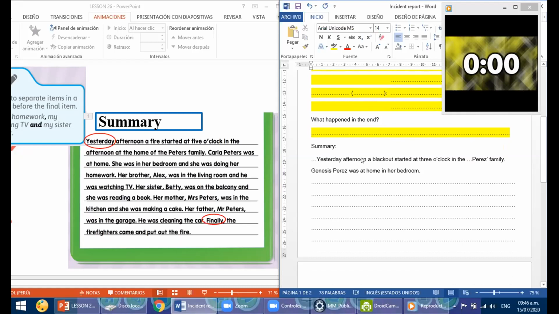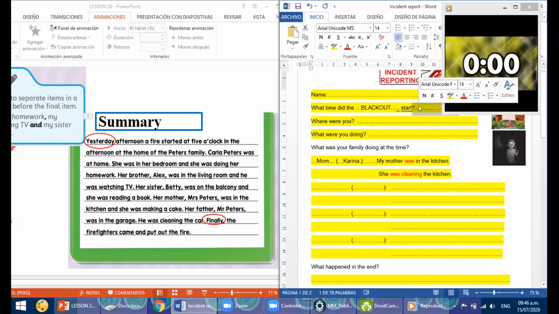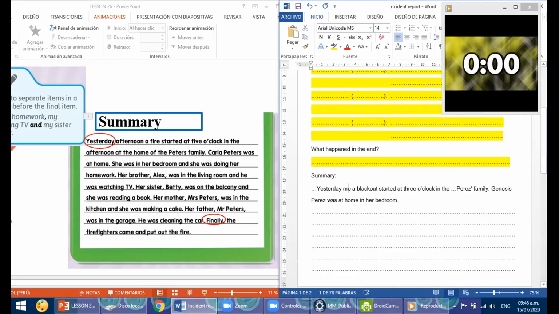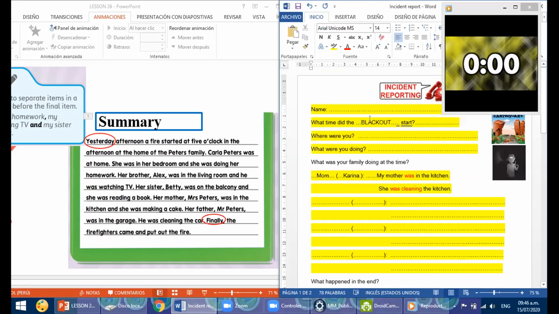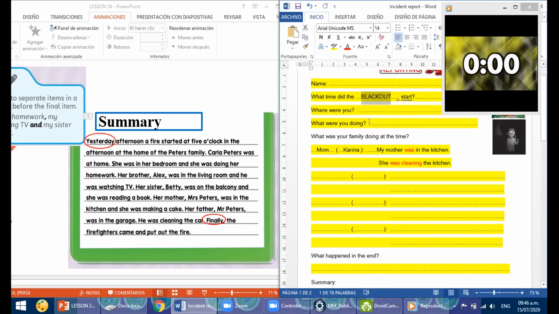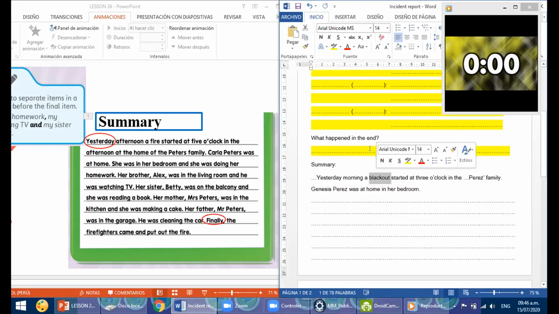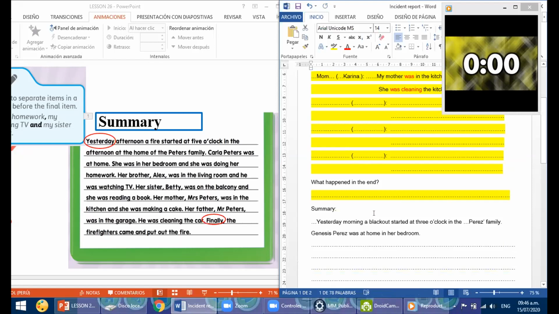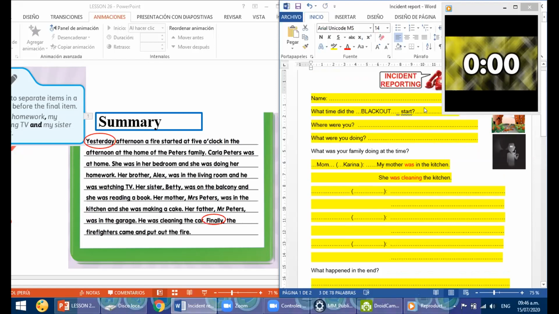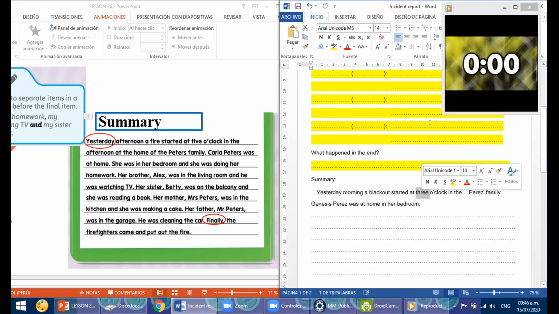Yesterday afternoon, because you write here in the afternoon or in the morning. If it's morning, change. Yes, yesterday morning. Okay? Because it's in the morning. A blackout started because I put a blackout. If you put fire, change, fire. Earthquake, earthquake. Bike accident, bike accident. 3 o'clock, change. It was 6 o'clock, okay, 6 o'clock. Okay, all the information.